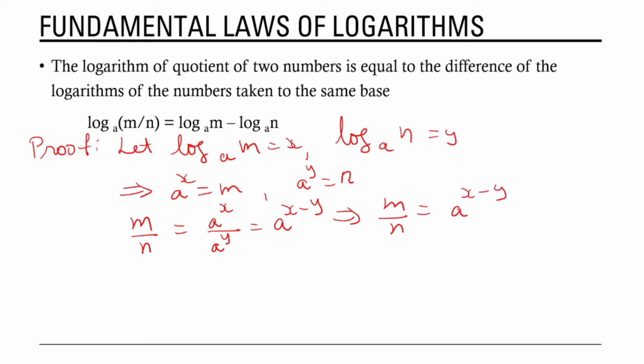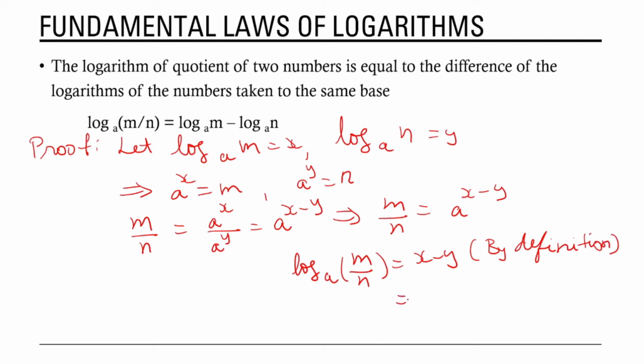By definition of logarithms, we have log of m divided by n to the base a is equal to x minus y. Here our x is log m to the base a and y is log n to the base a. So, this is how we have got log m by n to the base a is equal to log m to the base a minus log n to the base a.